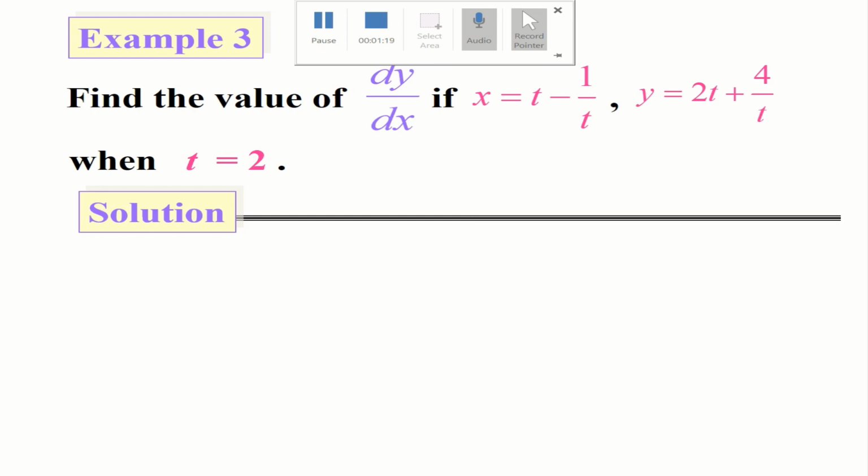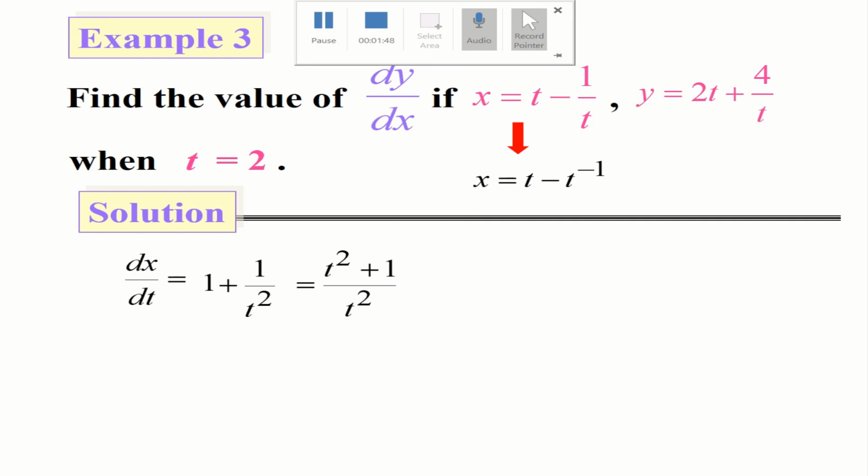So x is equal to t minus t to the power negative 1. Then we differentiate, we get 1 minus, then t to the power negative 1 differentiates to negative t to the power negative 2. So then it becomes 1 plus t to the power negative 2, which is 1 plus 1 over t squared. Then we simplify, we get (t squared plus 1) over t squared. For this case, we equate the denominator.